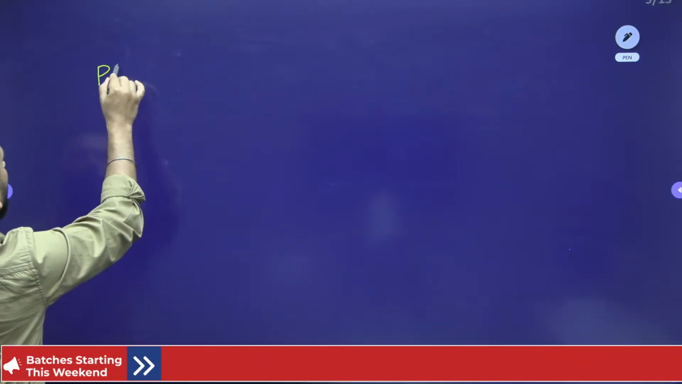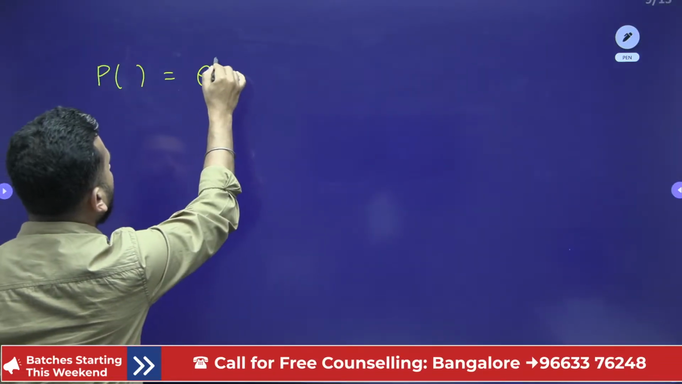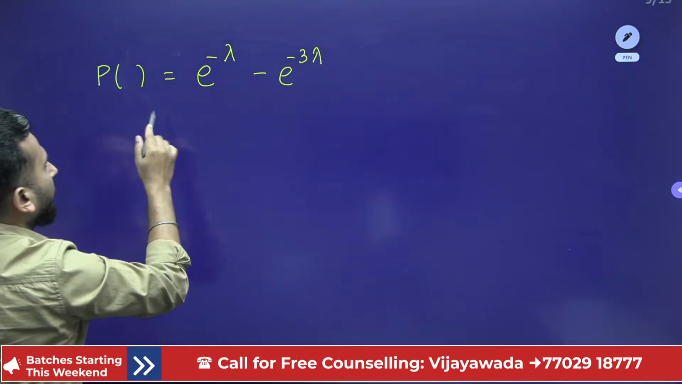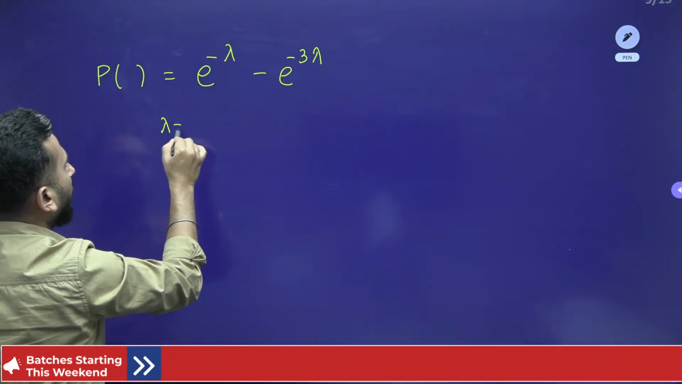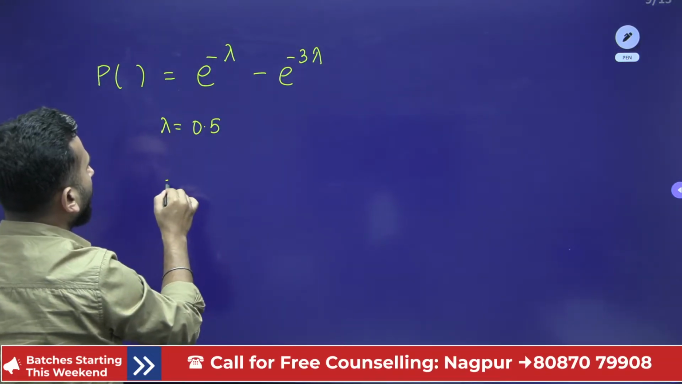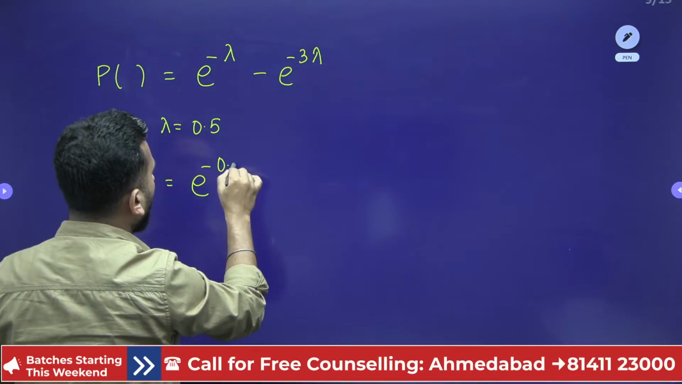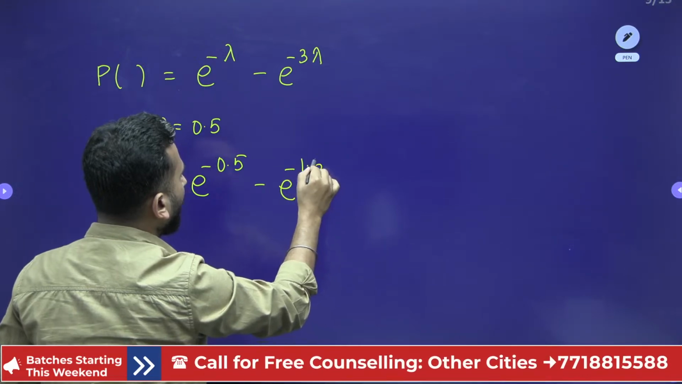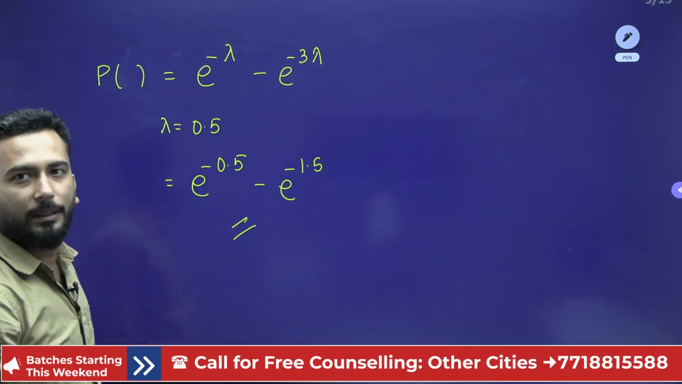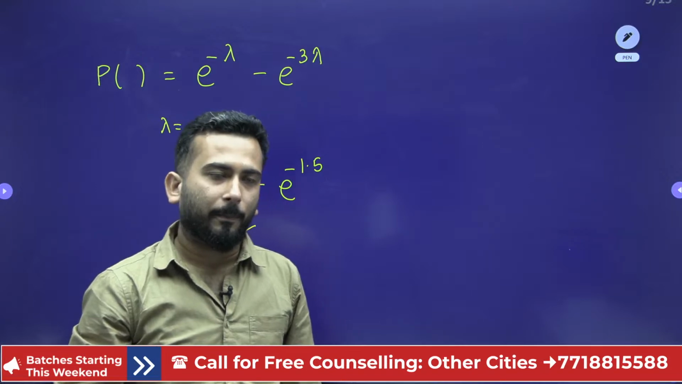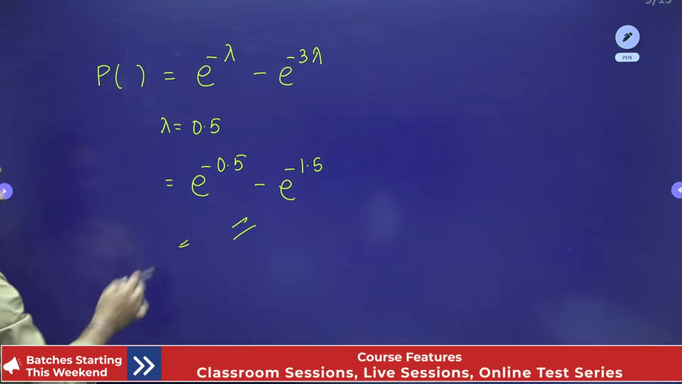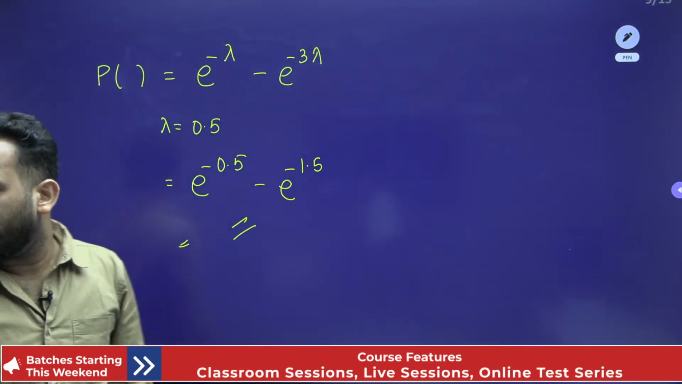The probability was e to the power minus lambda minus e to the power minus 3 lambda, and therefore you will substitute lambda equal to 0.5. So e to the power minus 0.5 minus e to the power minus 3 into 0.5, which is 1.5. My dear friends, you can solve this using your calculator. That is not the important part. Please definitely solve it and drop your answer in the comment section.